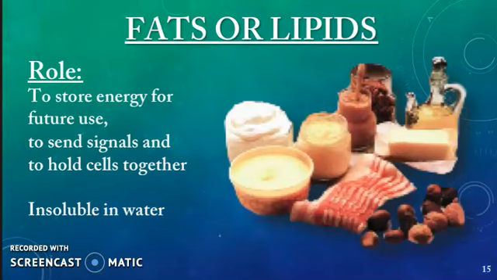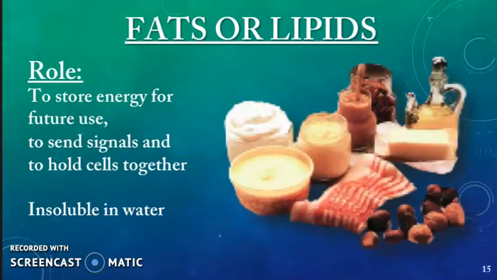That's what I believe, anyway. And some of the other things that fats do for us, they send signals and they hold cells together. And there's another thing that's not here, which is that some vitamins that are important to us are called fat soluble, and we won't accept them if we don't have any fat in our system.